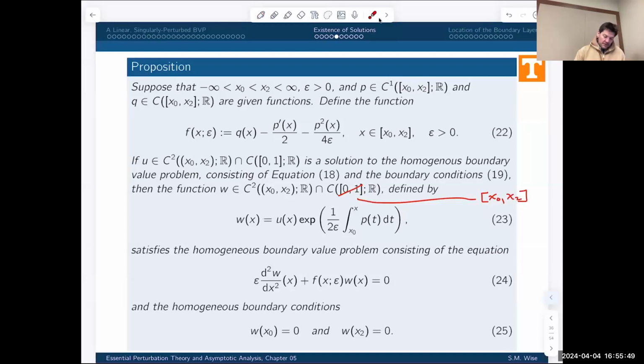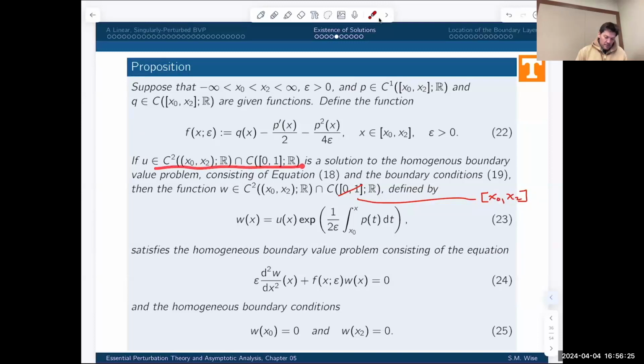Okay, so suppose that P is a C1 function and Q is now a C0 function. Now I'm elevating P a little bit because I need it to be differentiable. And let's define the following function, F. F is equal to Q minus P prime over 2 minus P squared over 4 epsilon. The reason I wanted P to be differentiable is so that when I add it to these other functions, F becomes a continuous function.